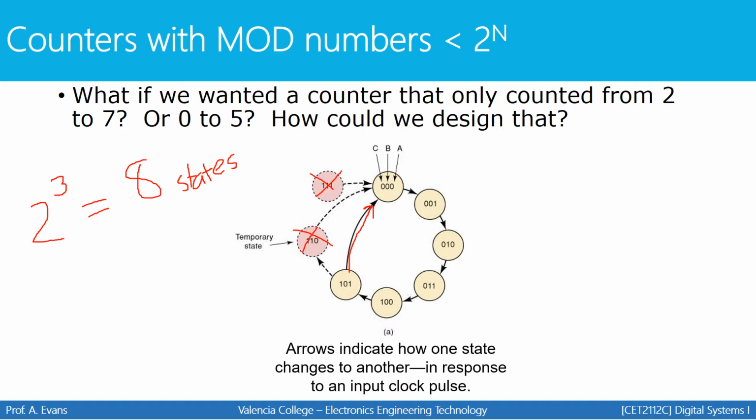And we're going to do that by learning how we modify a counter so that it can operate with a smaller mod number than the number of states available. So we know we have 2 to the n states available. What if I want a mod number that's less than that? What if I want a mod 5 counter or a mod 3 counter instead of a mod 8 counter? So that's the question that we're going to answer in this video.